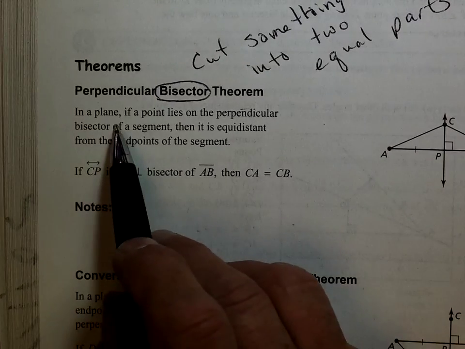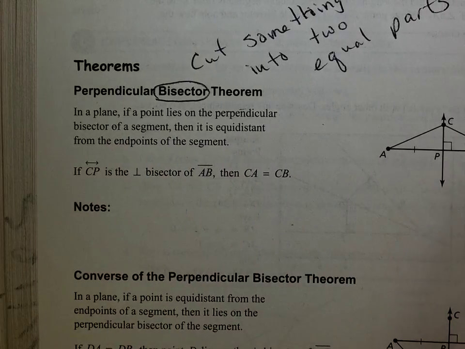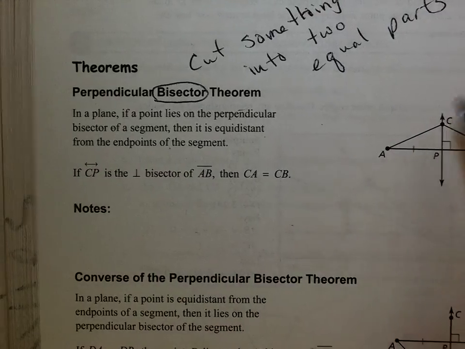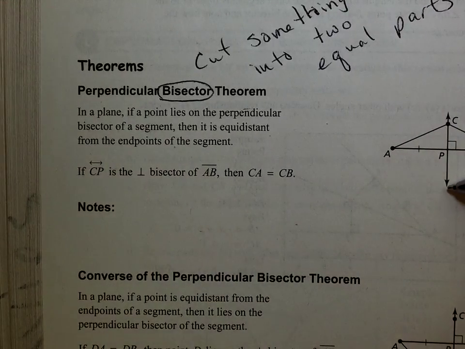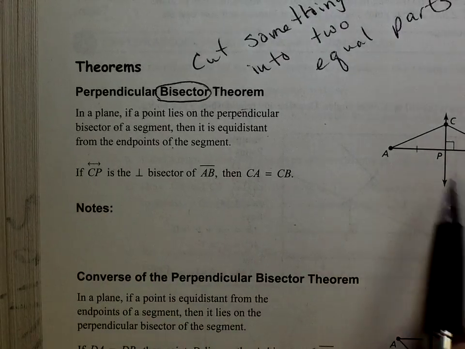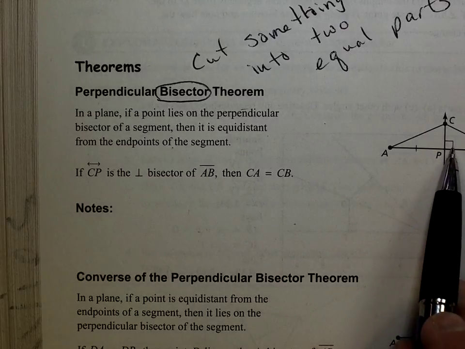In a plane, that's a flat surface, right? If a point lies on the perpendicular bisector of a segment, then it's equidistant from the endpoints. Let's see what they mean. So here's point C, okay? Here's line PC, okay? Line CP cuts AB in half at 90 degrees, doesn't it, right?